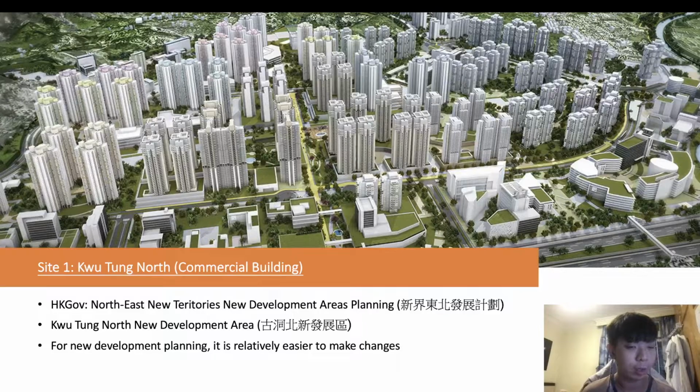And this actually belongs to the Hong Kong government, the Northeast New Territories New Development Areas Planning, 新界東北發展計劃. This is one of the projects under it, the Kwu Tung North New Development Area, 古洞北新發展區, which is located at Kwu Tung. And usually for new development planning, it's relatively easier to make changes or add new things, because after you build all the infrastructure, it's hard to make changes.